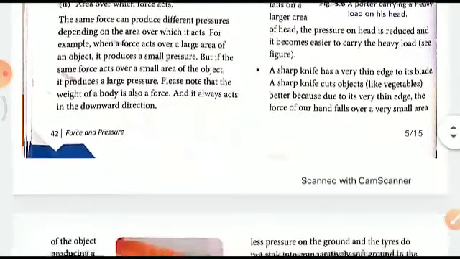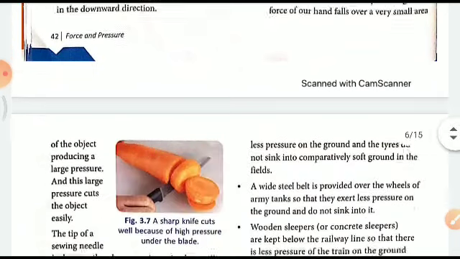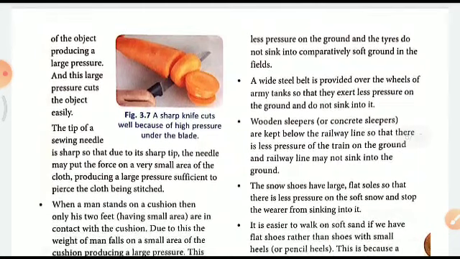A sharp knife has a very thin edge. The thinner the edge, the smaller the area, and the more the pressure, so it will be easy to cut anything. This is shown in this diagram here.